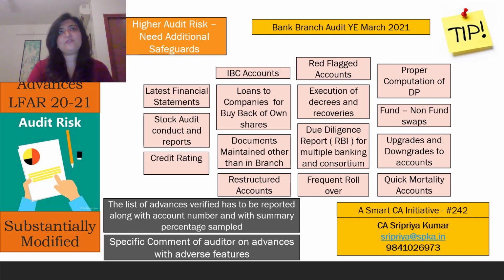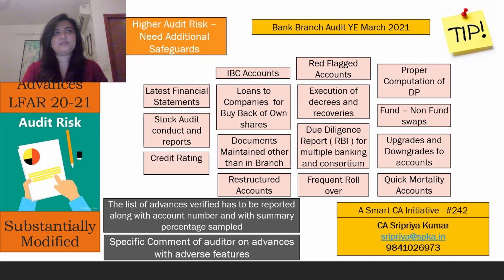The audit also seems to have moved significantly into, what I would call a little bit of a proprietary domain. It talks about the efficiency of recoveries and execution of decrees in the case of suit filed accounts. Documents maintained other than in the branch to the extent reviewed by the auditor, and if you have any scope limitation, you may want to comment on it. Specific comment on due diligence reports, which are mandated by RBI for multiple banking and consortium banking arrangements.